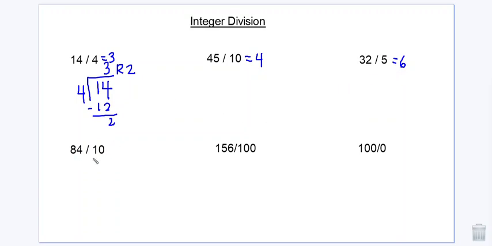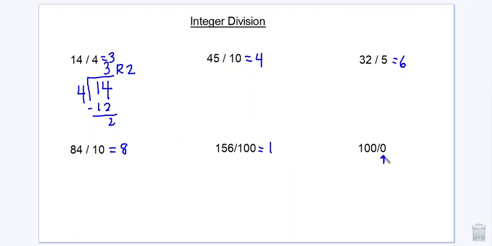Here, 84 divided by 10, 10 goes into 84 8 times. Yes, there's a remainder, but we don't care about the remainder when we're doing integer division. 156 divided by 100, 100 goes into 156 1 time evenly. I don't care about the 56 that's left over. I don't write 1.56, I just write 1. It's just the integer portion of the answer.